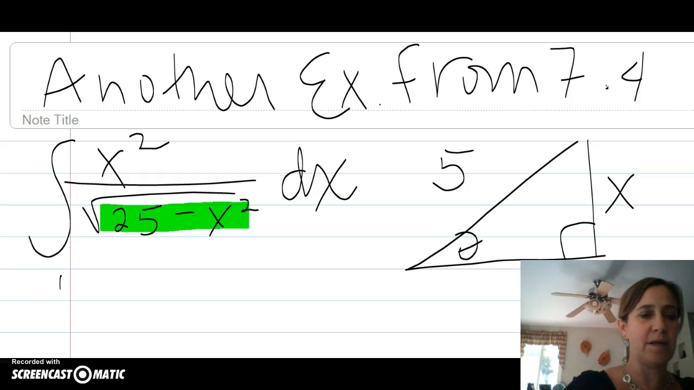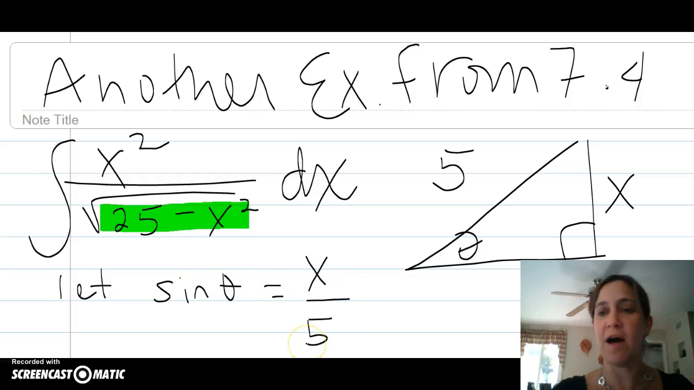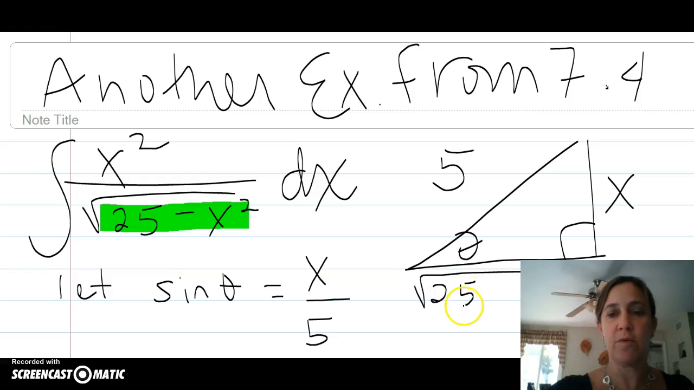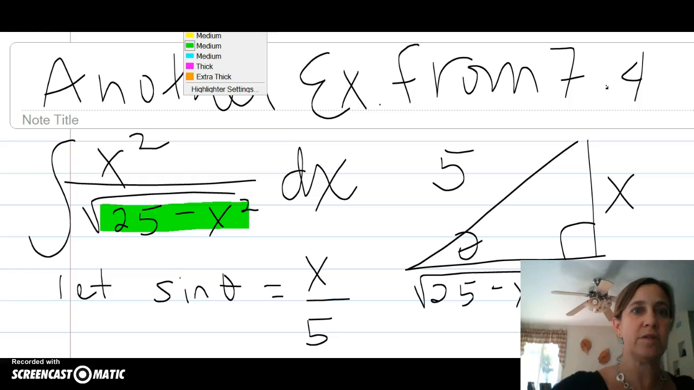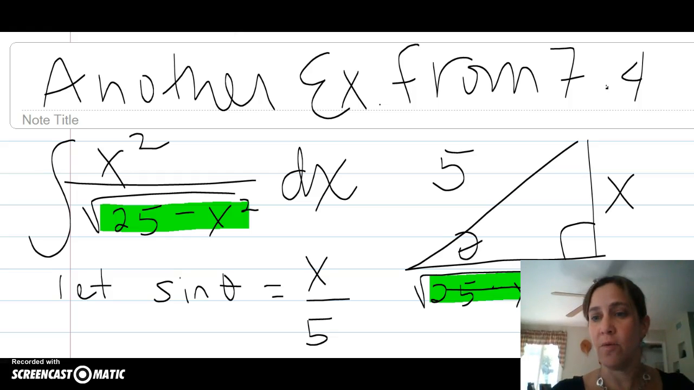The reason is, if I look at the triangle, I have some angle theta, and if I decide that I'm going to let the sine of that angle theta be equivalent to x over 5, when I look at my right triangle, that makes this adjacent side right here the square root of 25 minus x squared, which of course is the expression that I have here in my integrand.